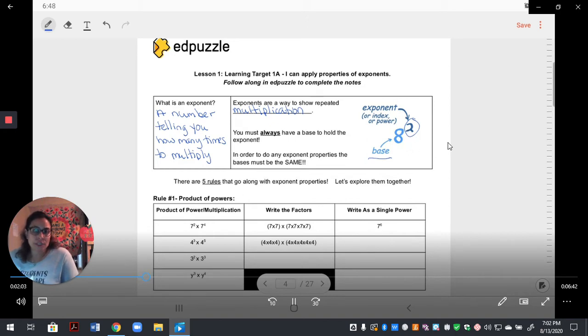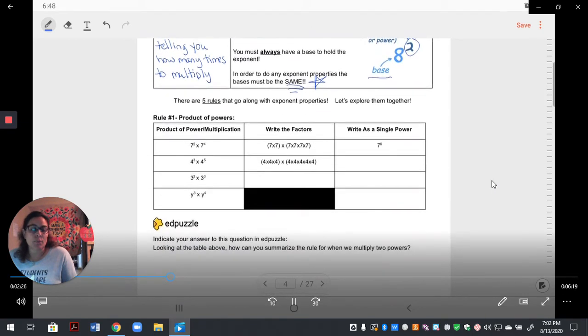Super, super important here is to remember that to do any of the stuff that we're going to talk about in this lesson, you have to make sure that your bases are the same. We're going to talk about 5 different rules, and today we're only going to talk about 3 of them, and in the next lesson we'll talk about the other 2. The first rule is the product of powers rule, or the product rule, sometimes we say that for short. Remember, product means multiplication, or to multiply.